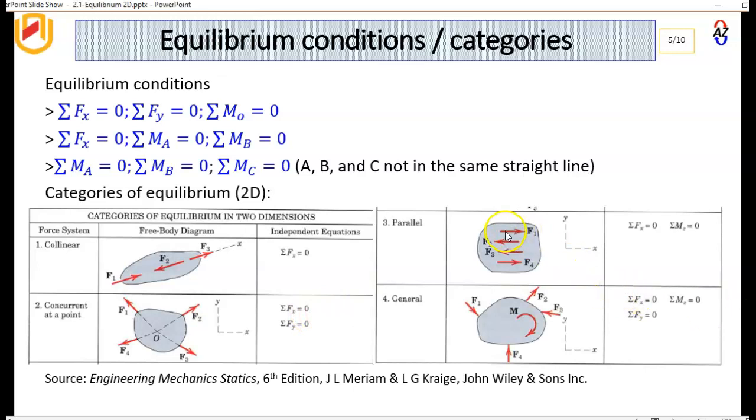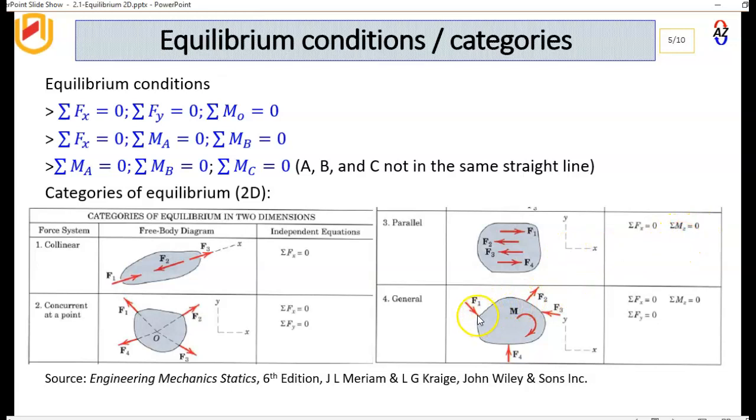Then if the forces are parallel, like in this case F1, F2, F3, we take the summation of forces in the direction in which they are parallel, in this case x, summation of forces in the x. Then we take moments about an axis that's perpendicular to these forces, which in this case will be z, so summation of moments in the z equal to 0.